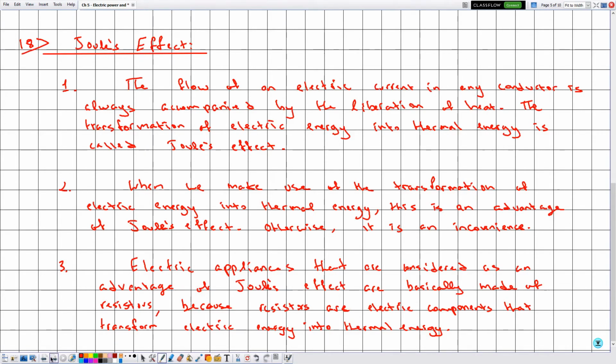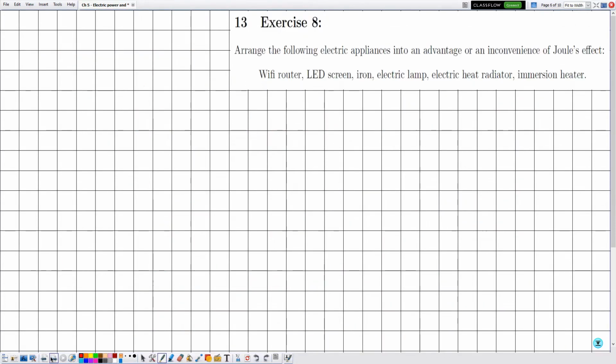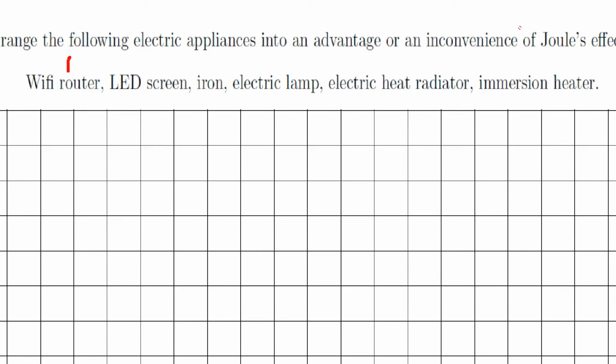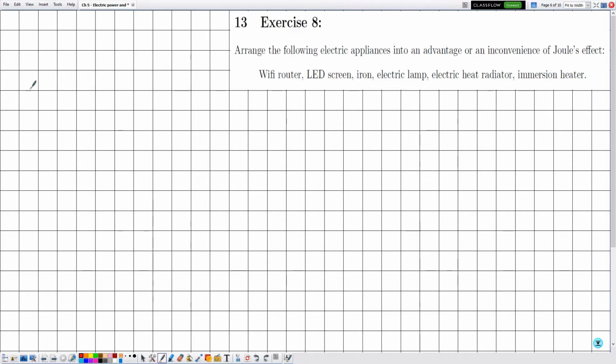And now let me move to the next section, which is an exercise directly on Joule's effect. In exercise number 8, they are telling me to arrange the following electric appliances into an advantage or an inconvenience of Joule's effect. So this is straightforward. Here we have 1, 2, 3, 4, 5, 6 appliances. We just need to classify these appliances as advantage or inconvenience. So let me write here advantage, and let me write here inconvenience.